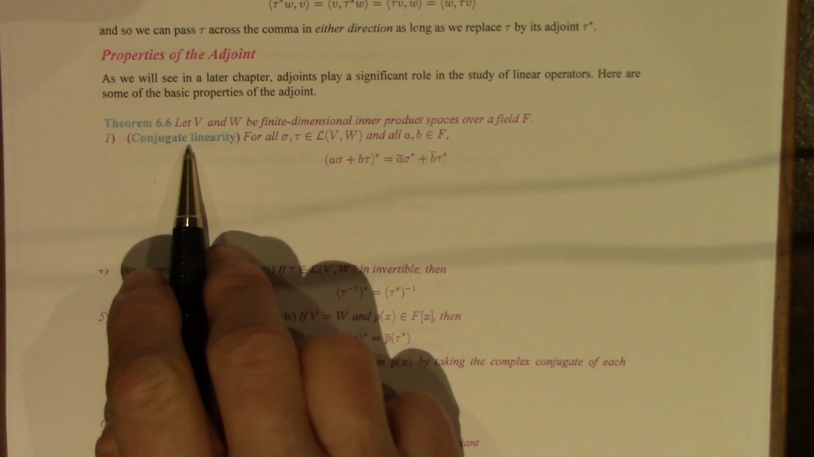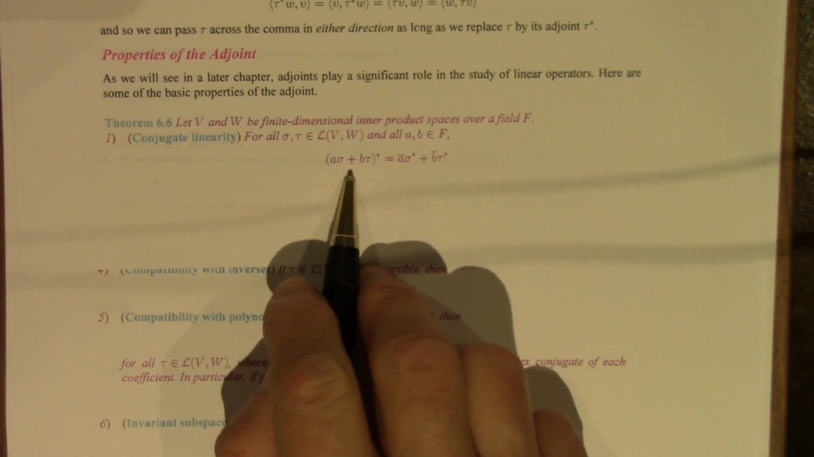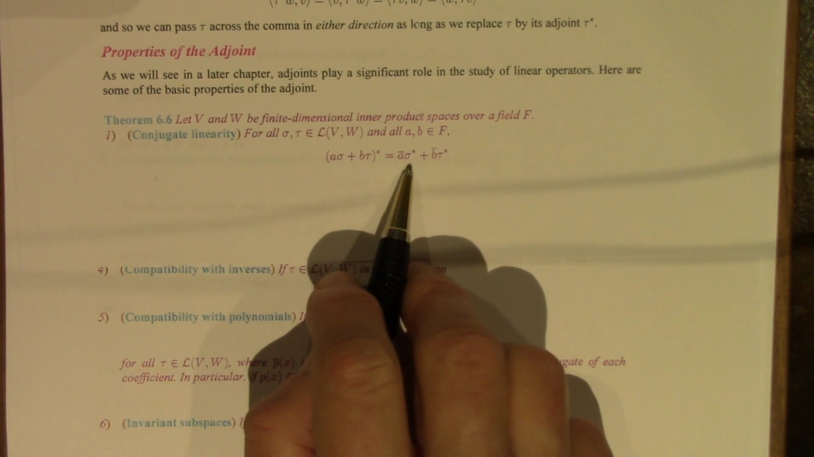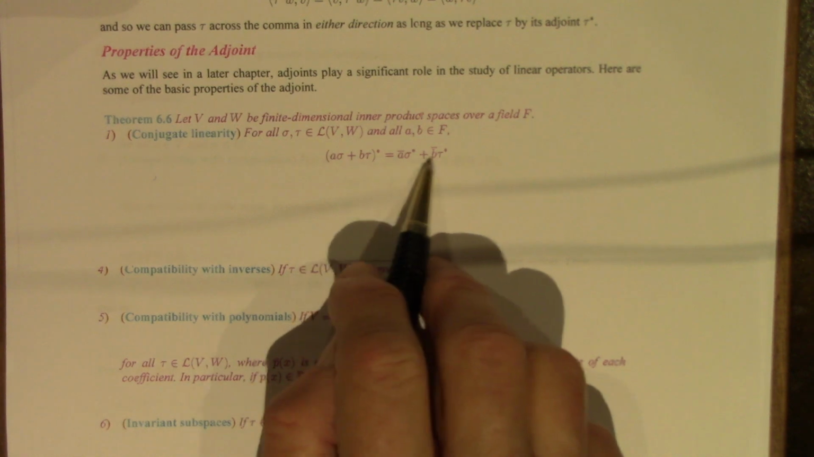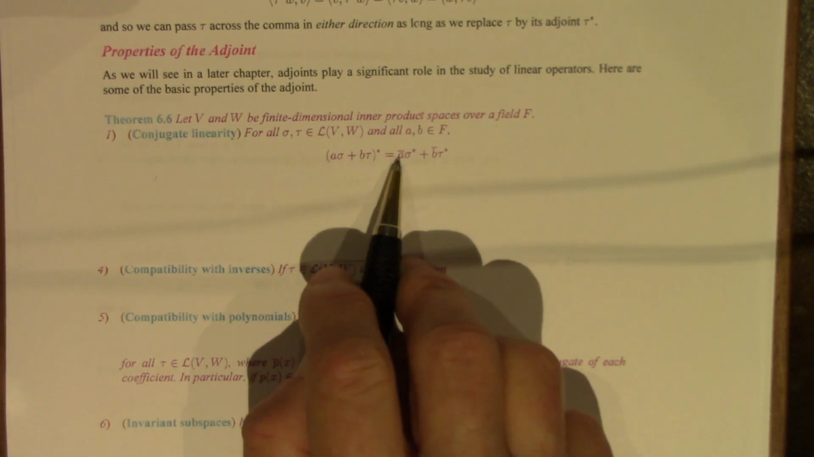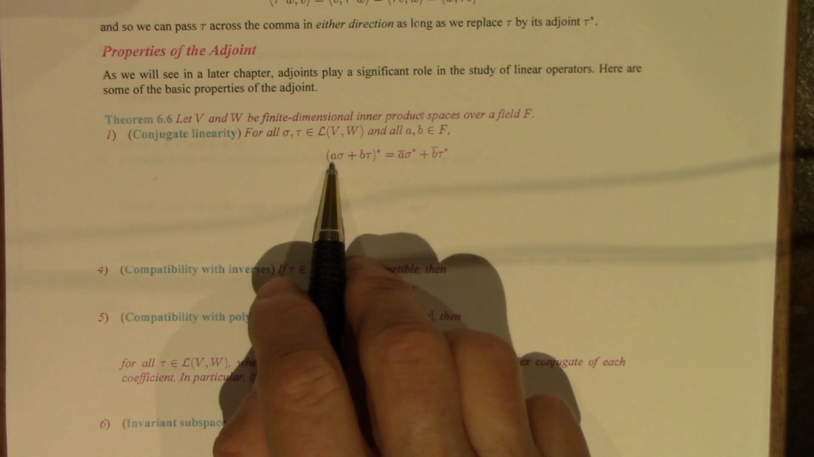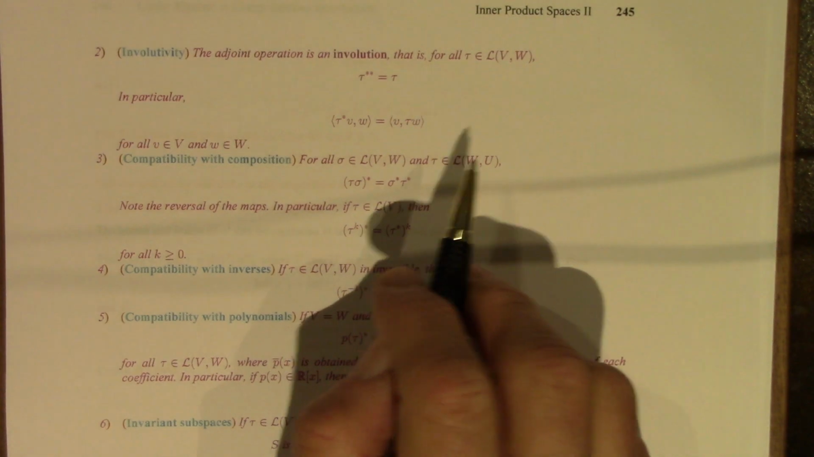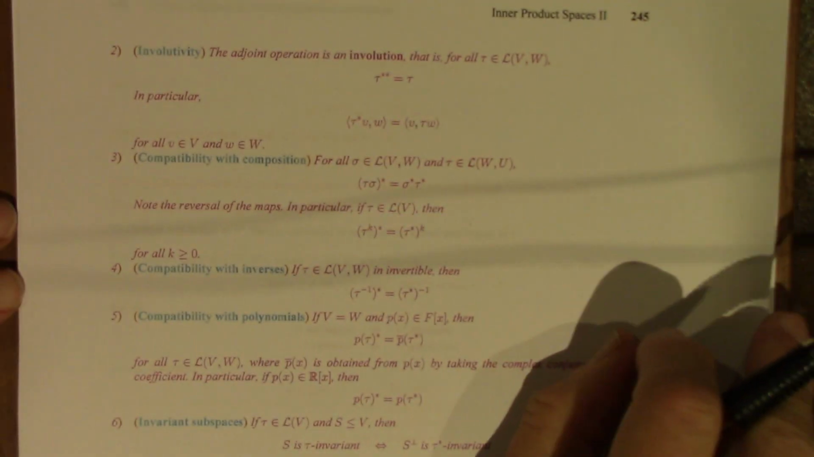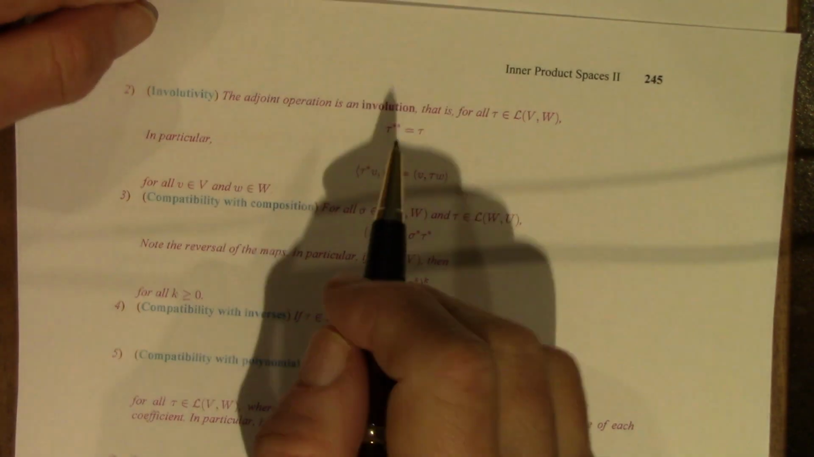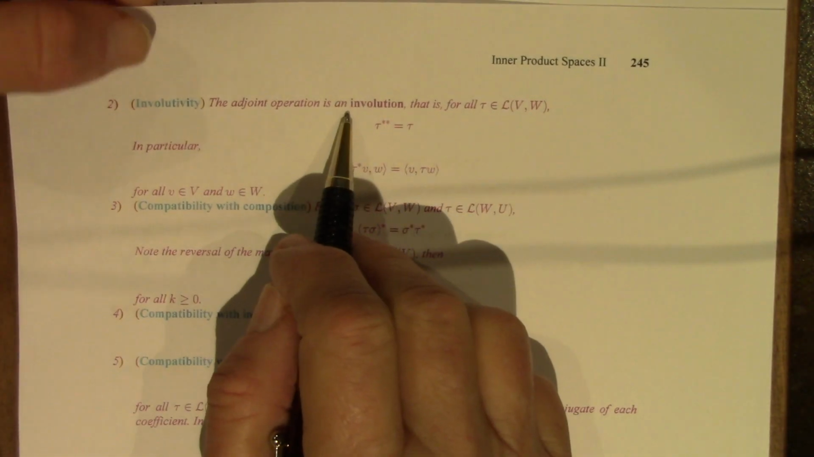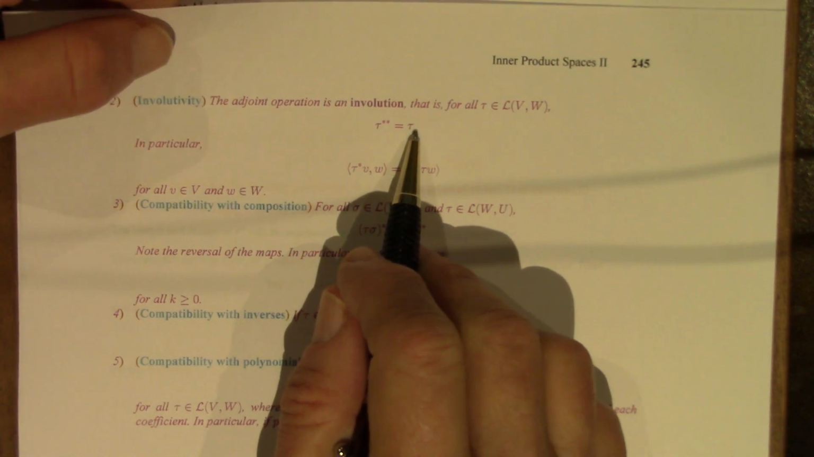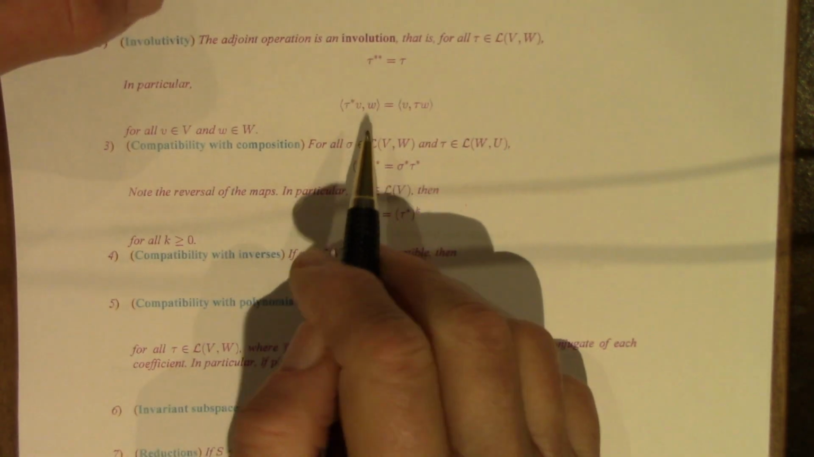The adjoint is conjugate linear. If you have a linear combination of linear maps, take its adjoint, it goes like this. It's additive but conjugate homogeneous. So when you pull the constants out, you have to take their complex conjugates. This is quite a list of properties. The adjoint is an involution. If you apply it twice, you get back to where you started.